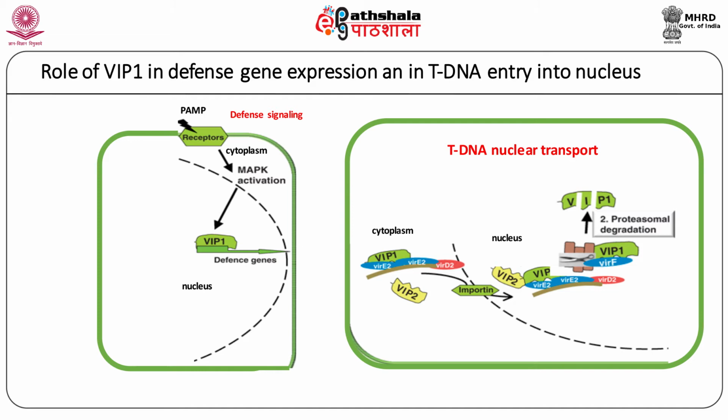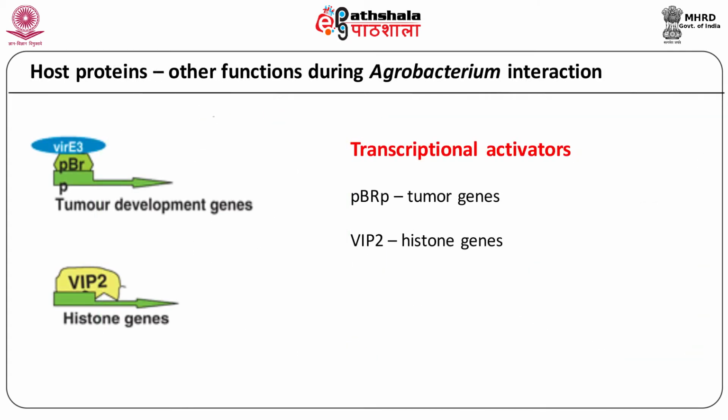Agrobacterium uses this VIP1 protein to transport tDNA into the nucleus by binding VIP1 to VirE2 that coats the tDNA. In addition, the VirF effector protein degrades VIP1, thus preventing it from activating the plant defense response. Hence, Agrobacterium has evolved an ingenious way of suppressing host defense by putting VIP1 to its own use. Hence, plant proteins are involved in nuclear import.